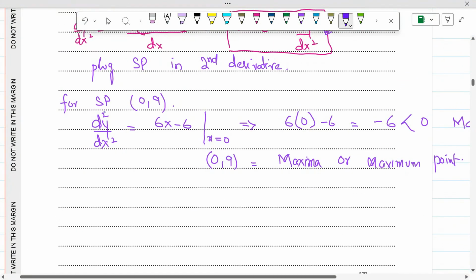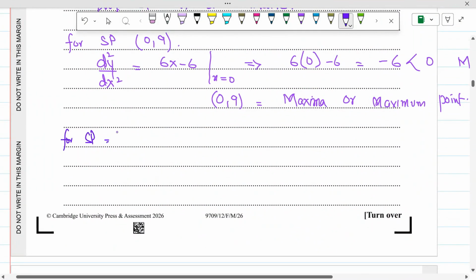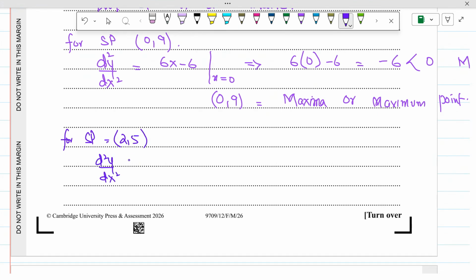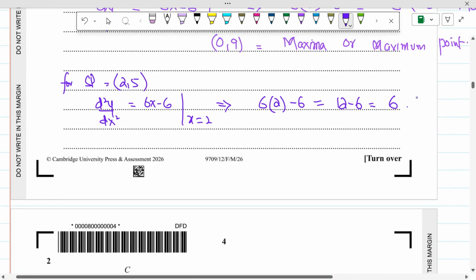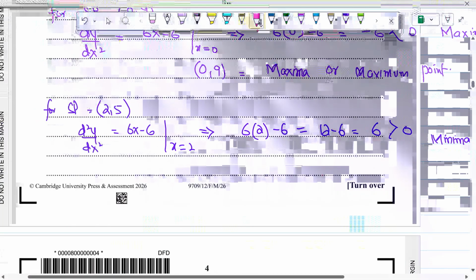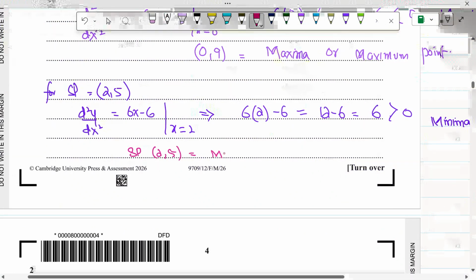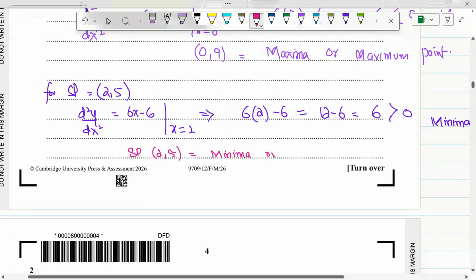Now plug in the second stationary point, which is (2, 5). The second derivative is 6x minus 6, and in this case the x coordinate is 2, so x is equal to 2. 6 times 2 minus 6 is equal to 12 minus 6, and this is equal to 6. So this is greater than 0, so the stationary point is a minima. So we can see that the stationary point (2, 5) is a minima or minimum point.